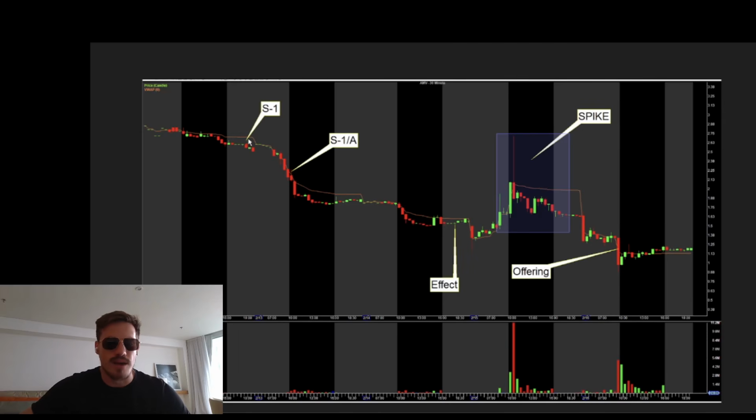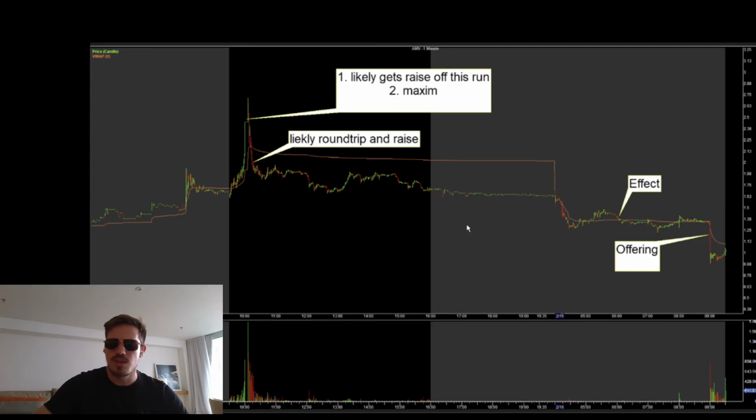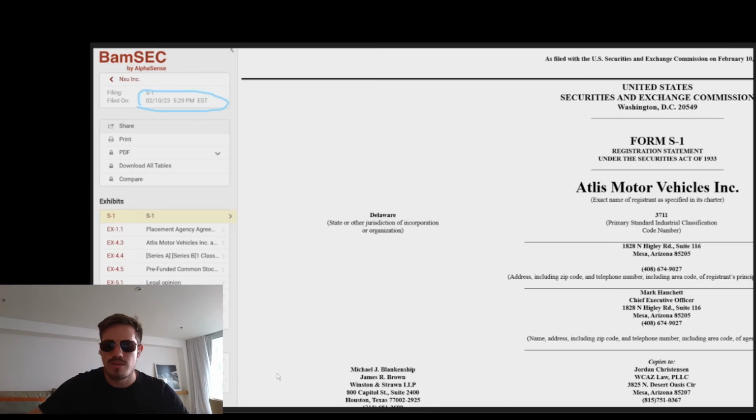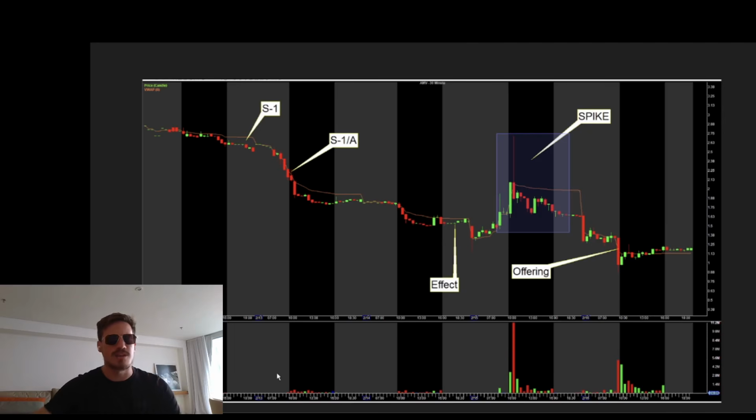So you can see they filed there on the Friday, amended right after the next morning. Then they actually got effect before the spike. So you're probably wondering, I thought they got effect on the morning of the offering, like what they said in the press release. Well, how come when I map it out, I see they had effect the day before? So if you don't understand how effects work, go figure that out.